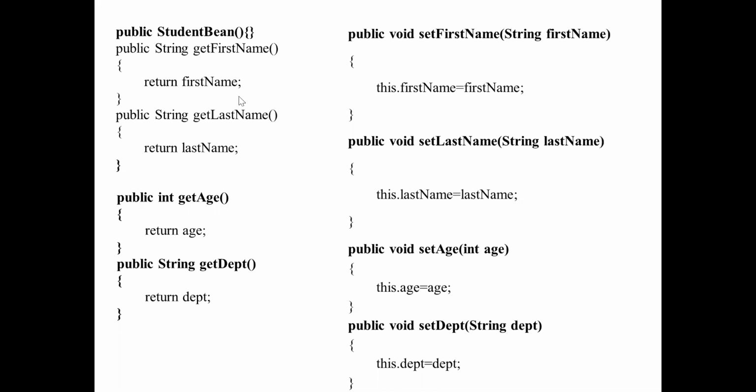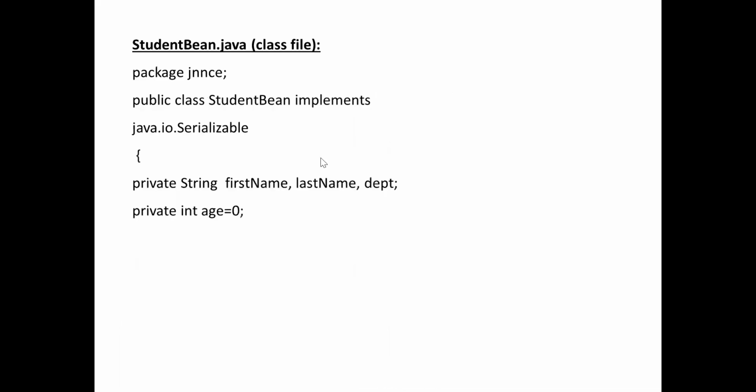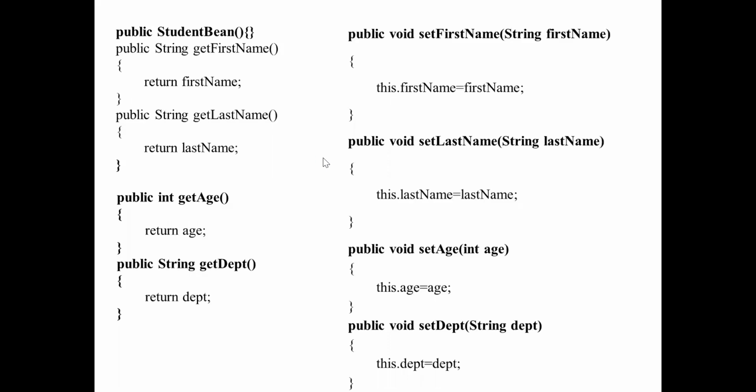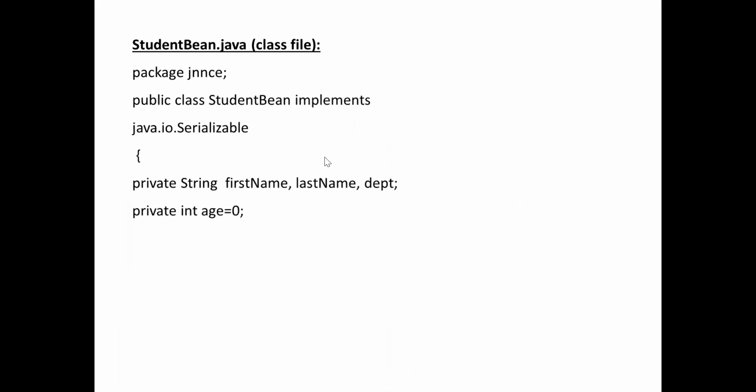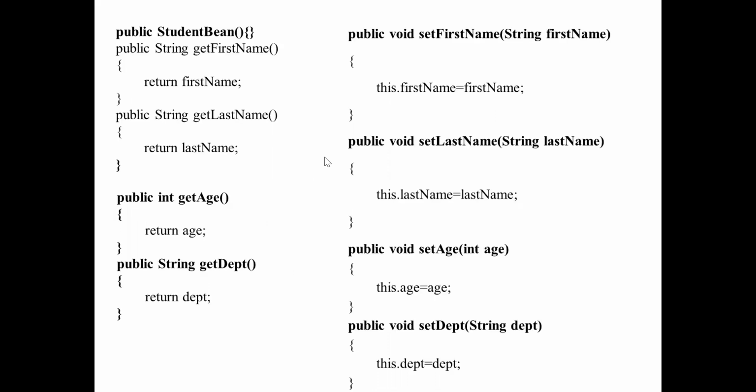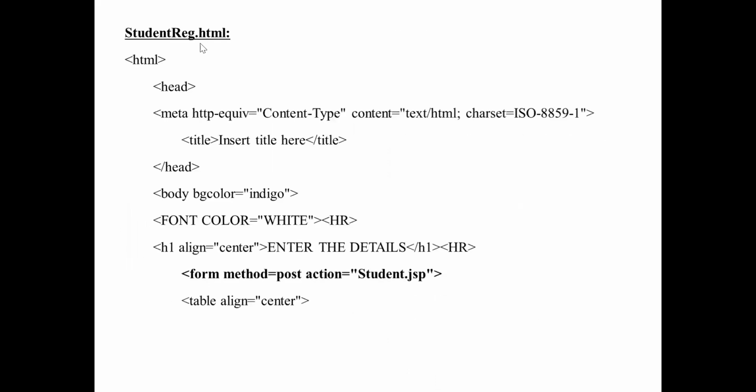You should write that in the Java file, that is StudentBean.java. So this is the first part, the first phase of the program. Second, I have to use an HTML page, that is student register.html. That is the name of the file. So as usual, HTML, head, title, body. I can set the body color to indigo, right? The font color is white, and I should center and enter the details.